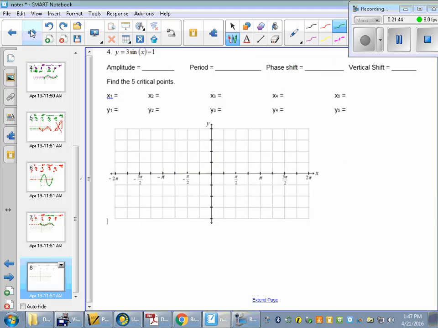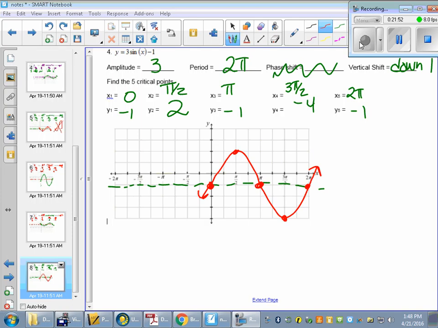All right, final question. Take a second and solve this one. Y equals 3 sine of x minus 1. All right, so let's check our answers. Amplitude was 3. So I went up 3 and down 3. I did go up first because it was positive, so we hit the maximum first. Period's always 2 pi, and this one shifts down 1.